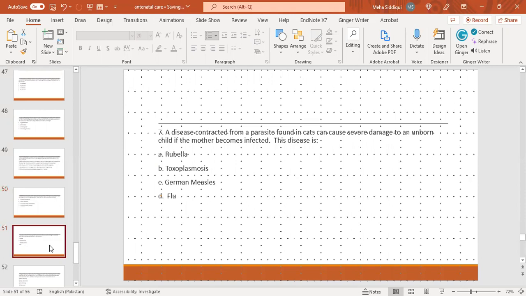MCQ number 7. A disease contracted from a parasite found in cats can cause severe damage to an unborn child if the mother becomes infected. This disease is rubella, toxoplasmosis, German measles, flu. B. Yes, B is the right option. Toxoplasmosis.